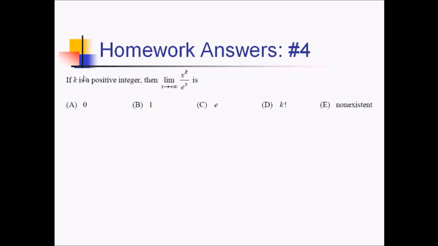On this problem, if k is a positive integer, then they want to know the limit as x approaches positive infinity of x to the k over e to the x. So the situation we have here, since k is just a constant really, we have a power function over an exponential function. Now, this by itself doesn't tell us what the infinite limit's going to be, but since we are going to positive infinity, that means the exponential function is also going to infinity rather than 0. It would be 0 if we were doing negative infinity for that exponential function.